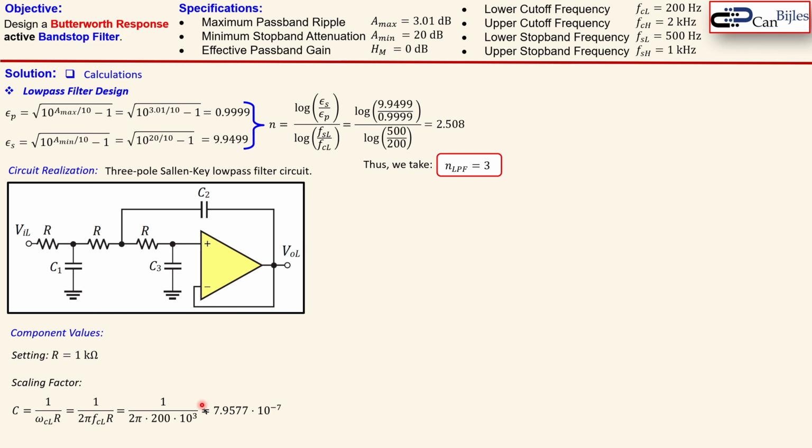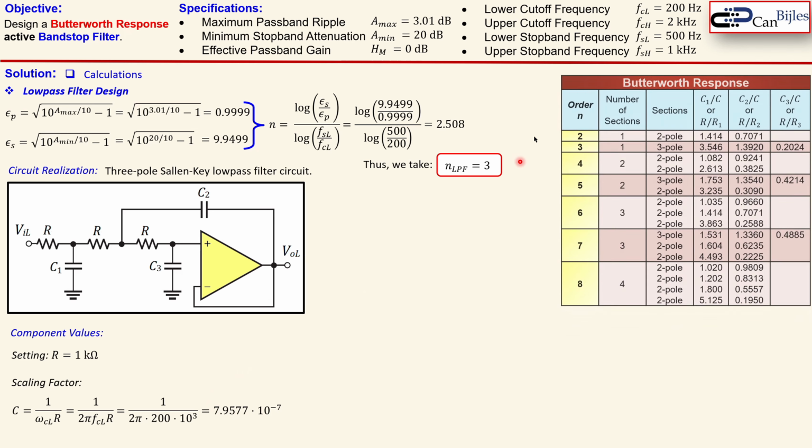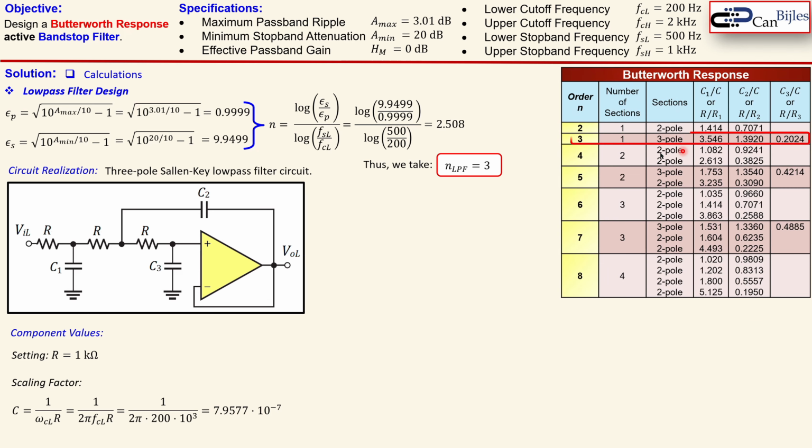And this is again an important value because we need to use that in this Butterworth response for this row, which is our third row. Now, since we design a low pass filter, we need to look at these capacitor ratios. So that means 3.547, etc., 46, etc., and those 3 parameters we need to use.